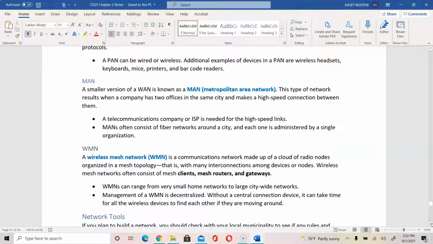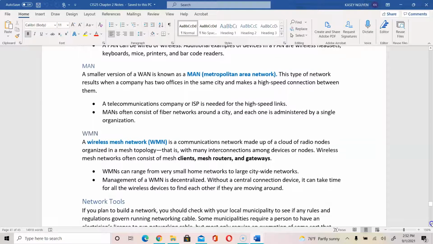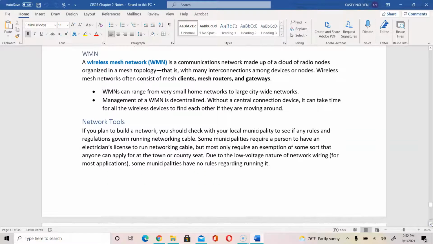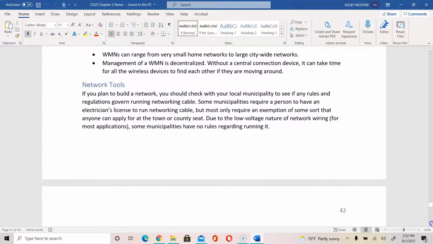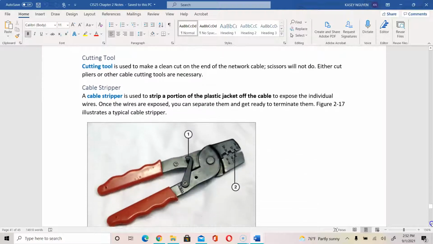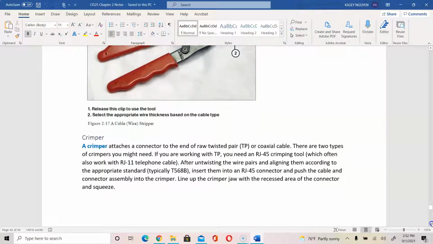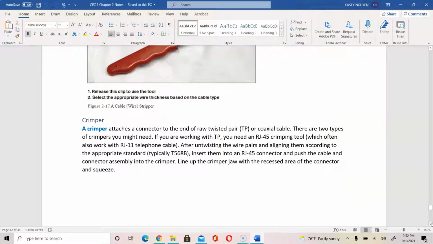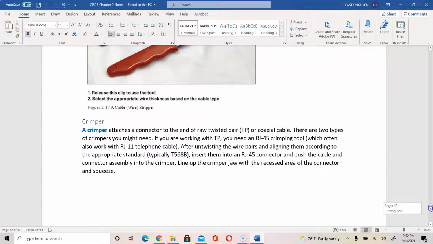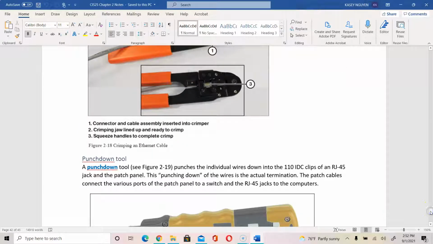and that's common nowadays. So for the network tools, you would need to have some tools assembled for cable assembly and cable installation, and as we did lab 1 for this week, you already experienced some of that. So the cabling tools can include cutting tools, stripping tools, crimping tools, and so on. So if you were able to come to class, you have experienced cable making.